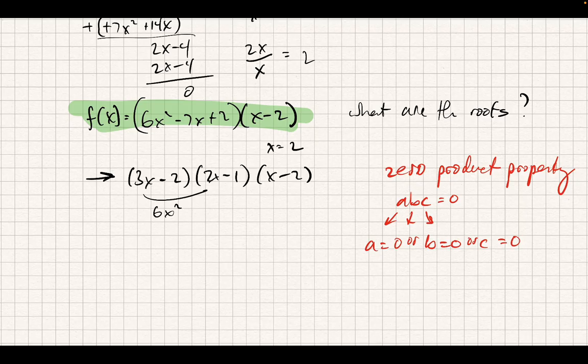All right, zero product property. How do I apply this to this? Set each term to 0, yes, and this will give me my roots.